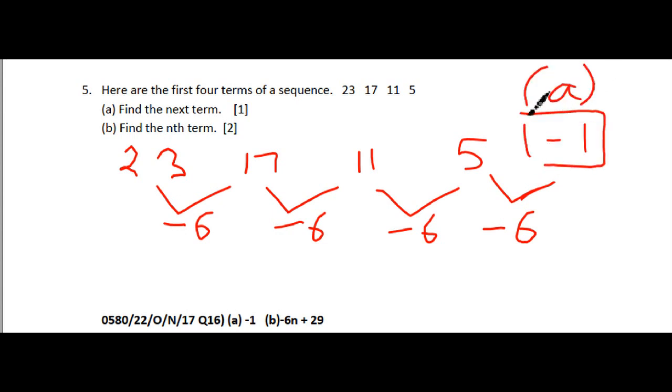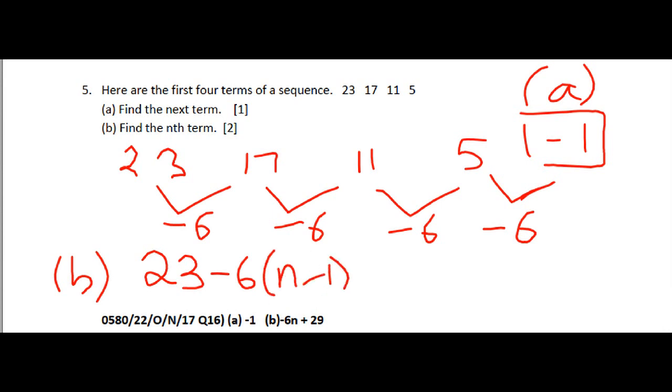Part B, if you're using the formula, you will use a plus d(n minus 1). A is 23, the first number of the sequence, plus d, which is actually minus 6, the common difference, times (n minus 1). So we've used the formula a plus d(n minus 1), where a is the first term, d is the common difference. When you open the bracket and simplify, you'll get this.